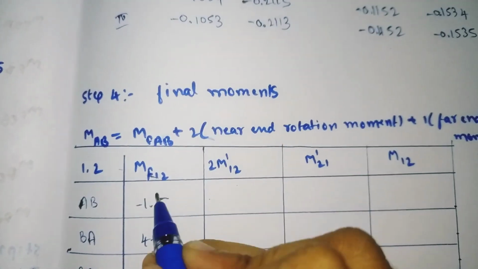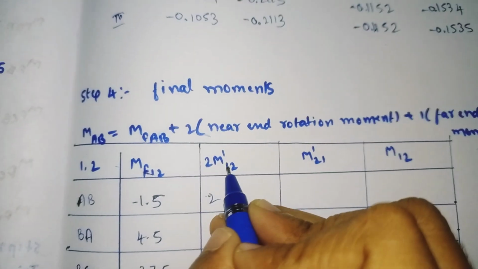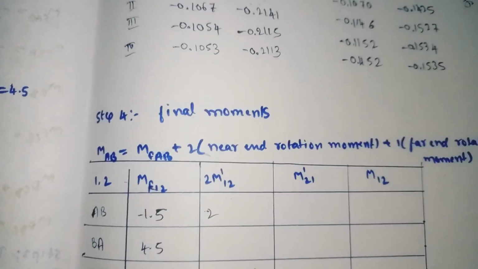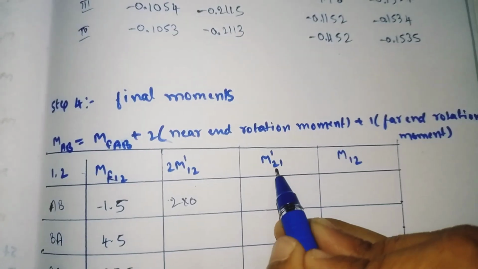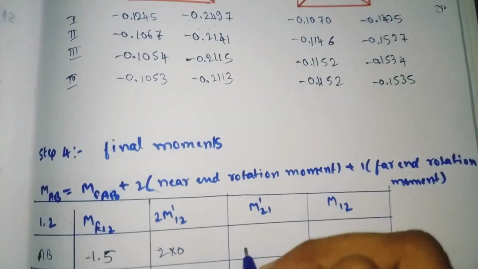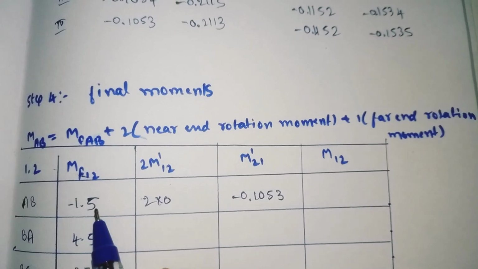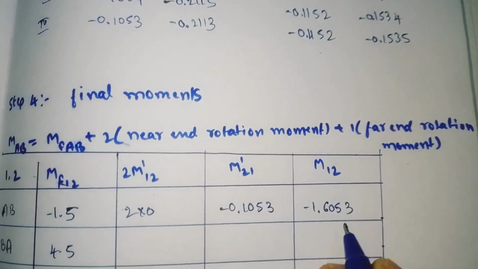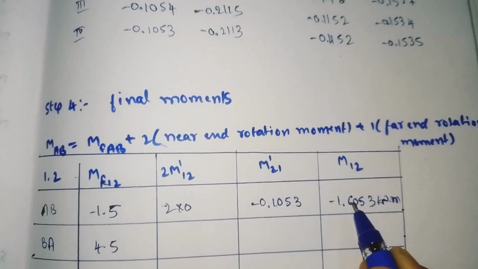So now we'll see. MF12, the fixed moment we got, was minus 1.5, and 2 into M dash 12 means M dash of AB. We don't have the rotation value for member AB, so keep it as 0. 2 into 0, and M dash 21 means M dash of BA. For BA we have the rotation value minus 0.1053. So now add these three: minus 1.5 minus 0.1053. It will come out as minus 1.6053 kilonewton meter. The final moment value for AB is minus 1.6053 kilonewton meter.